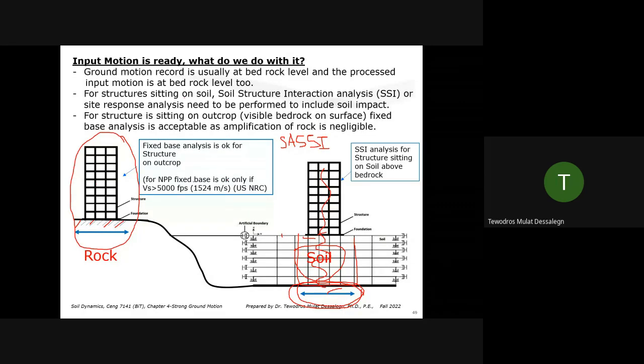It's very specific to nuclear power plants and advanced structures. For nuclear power plants, if it's a rock site, we're allowed to do a fixed base analysis, but the shear wave velocity in rock should be more than 5,000 feet per second. If it's a soft rock, with a velocity less than this, we're not allowed by the US NRC. The NRC is the Nuclear Regulatory Commission, which governs the nuclear industry.